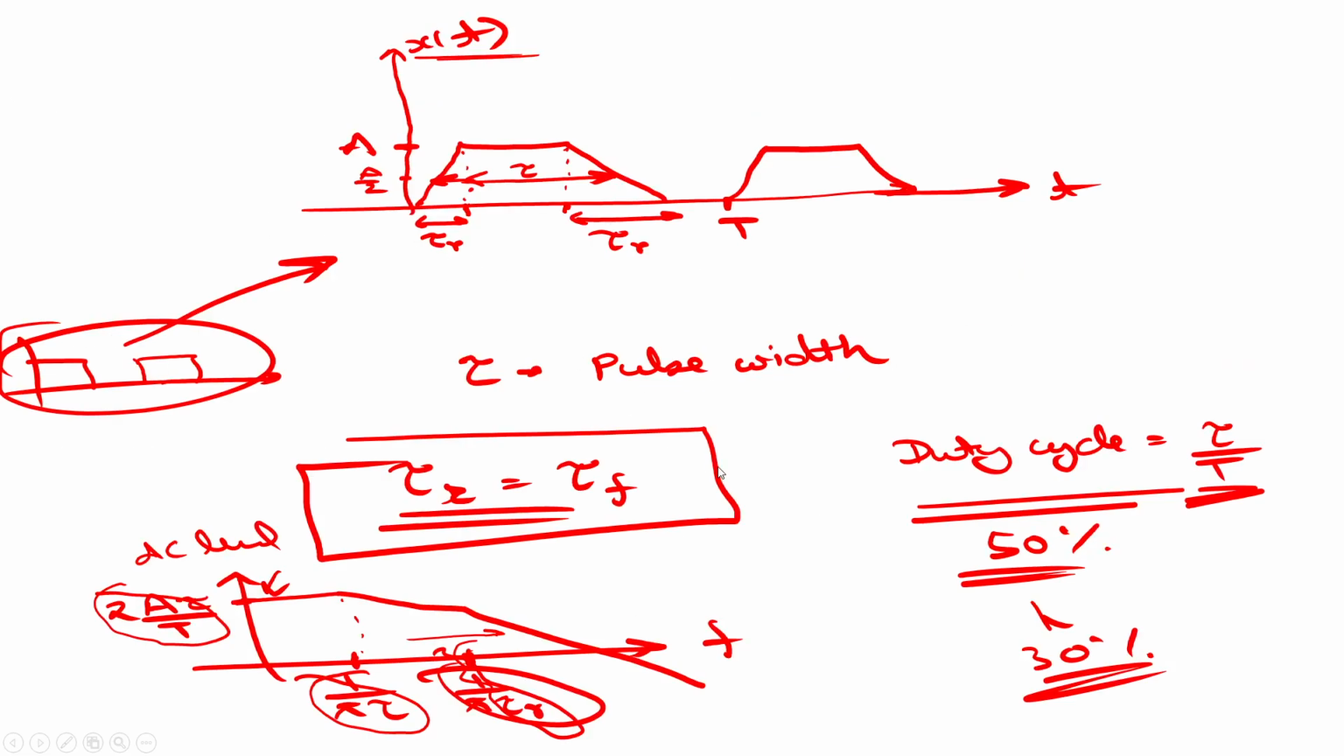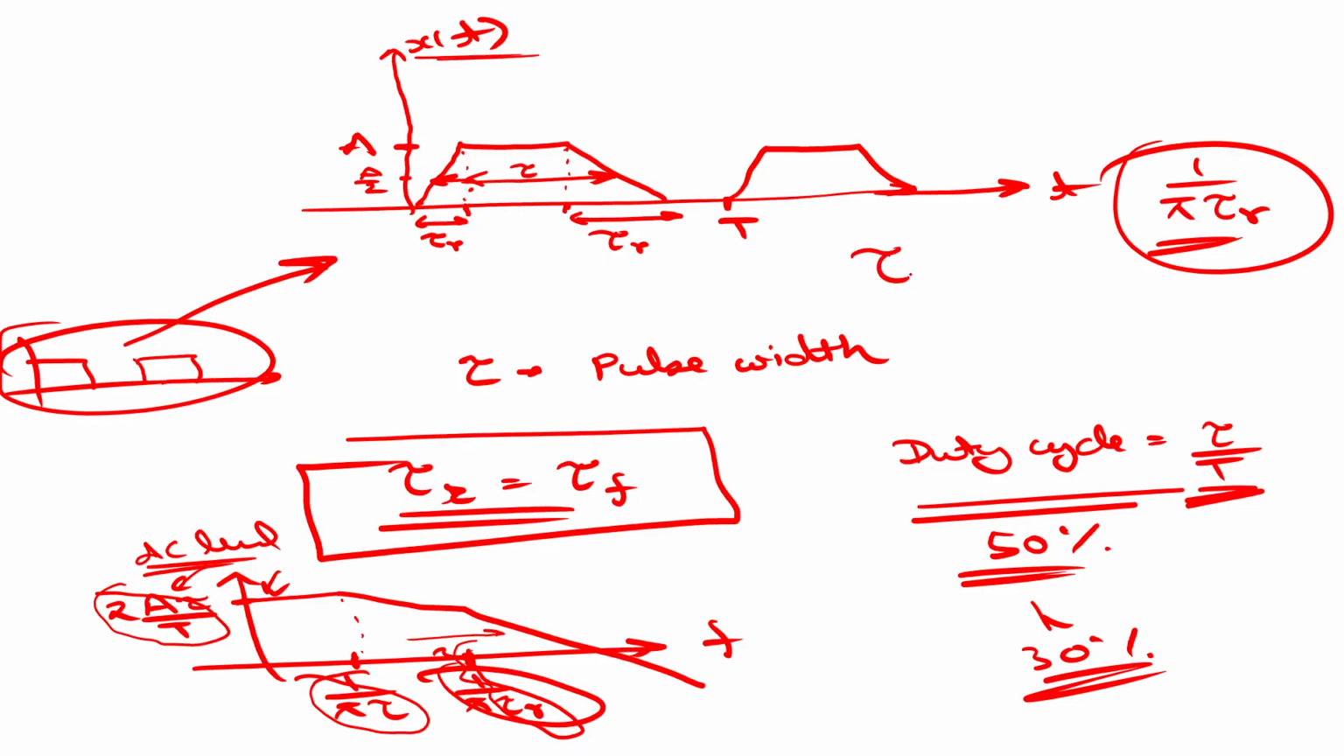So in summary, I can say the duty cycle change does not affect the high frequency components of the clock. If we change the duty cycle, the DC level will change, and also that first breakpoint frequency will change. But the second breakpoint frequency, which is given by 1 by pi tau r, will remain the same, because it depends on the rise time and fall time. Here in this pulse we have considered rise time and fall time to be the same. So it is not affected by the duty cycle change.